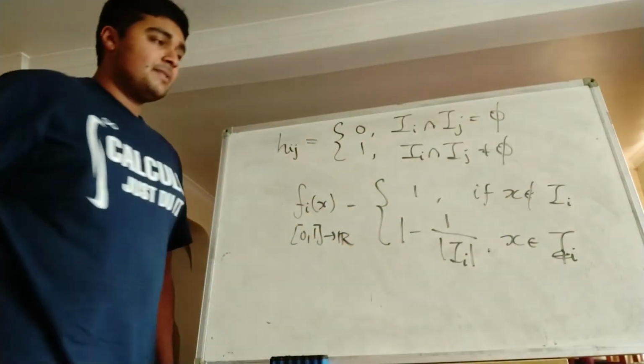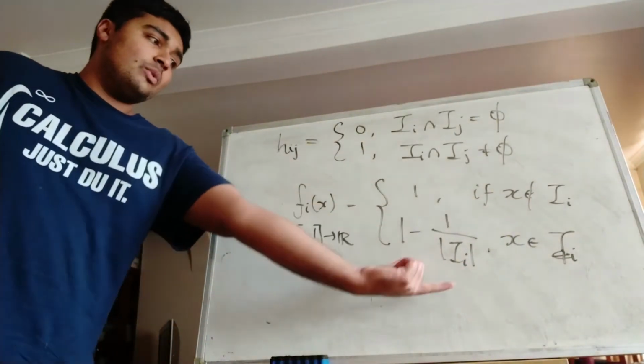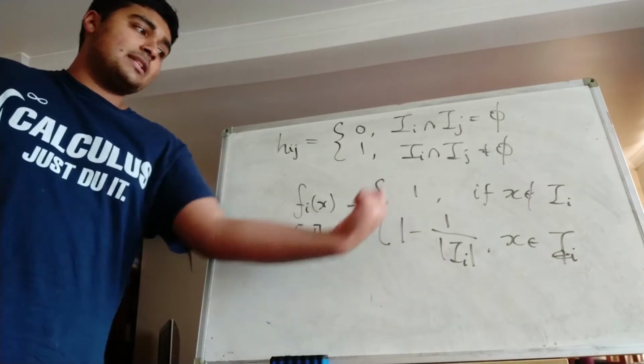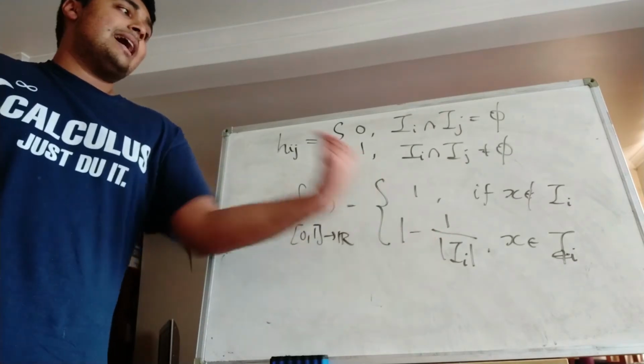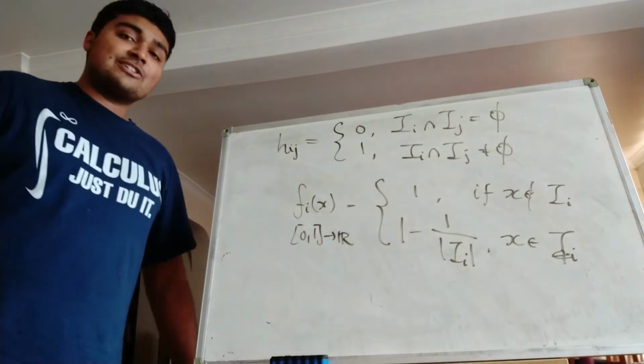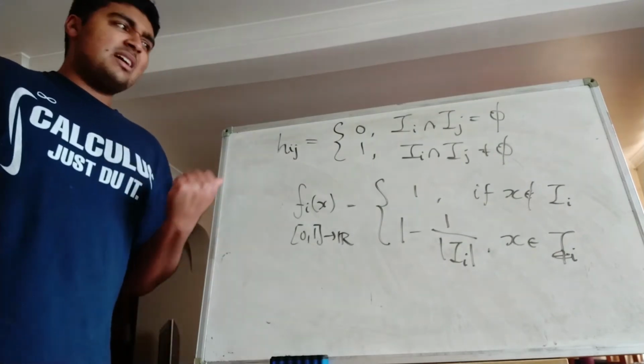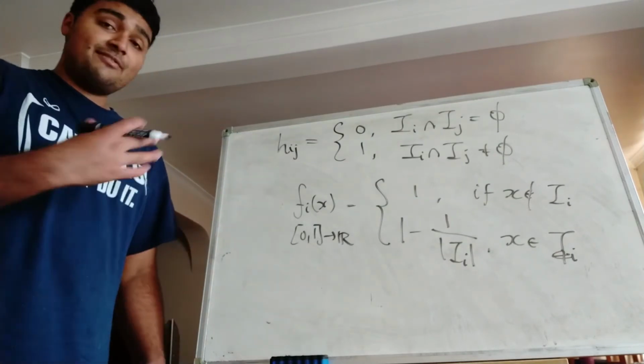So if x is in the ith interval, we're looking at the constant function 1 minus 1 over the length of I. But if x is not in the interval, then it's the constant function 1. Okay, so two somewhat arbitrarily defined functions.